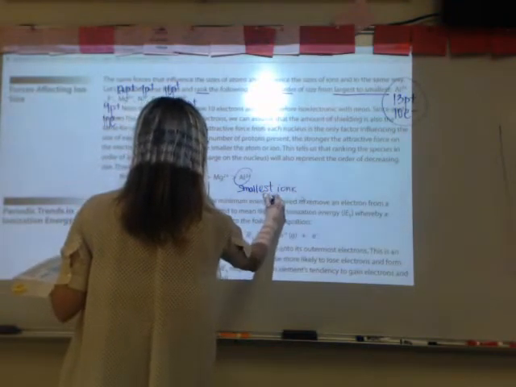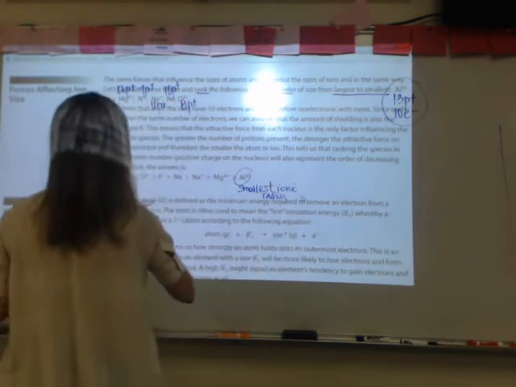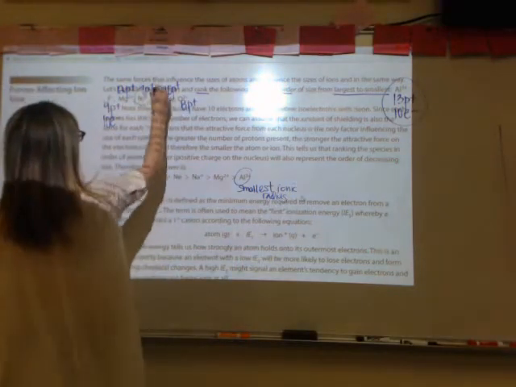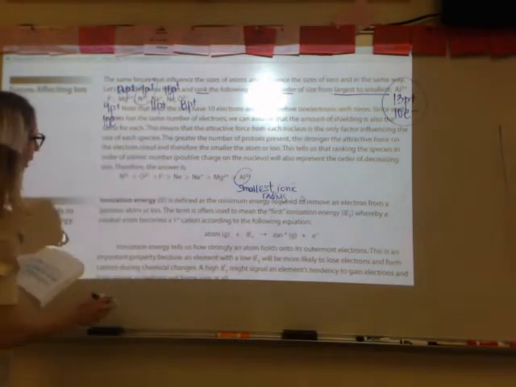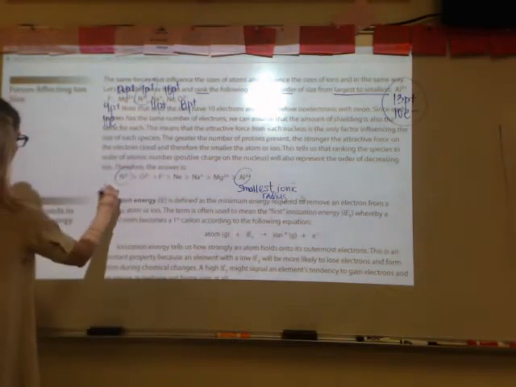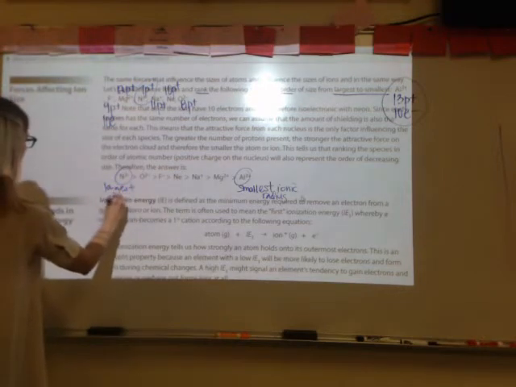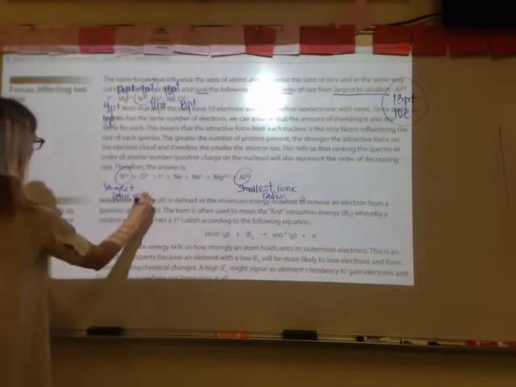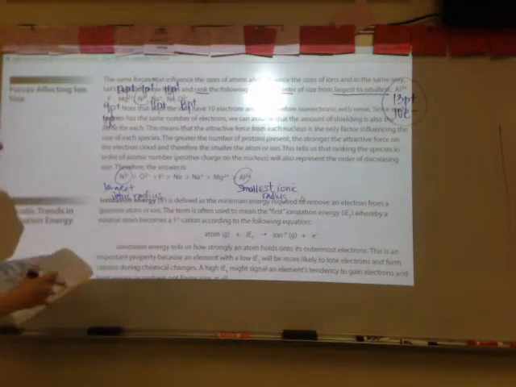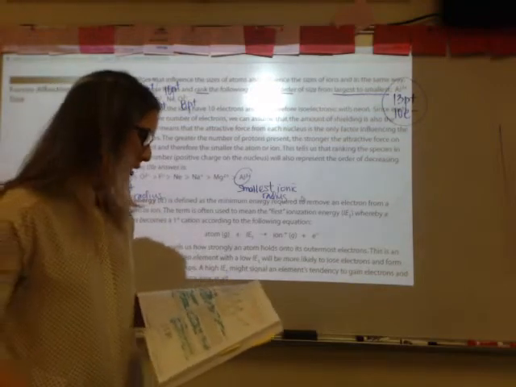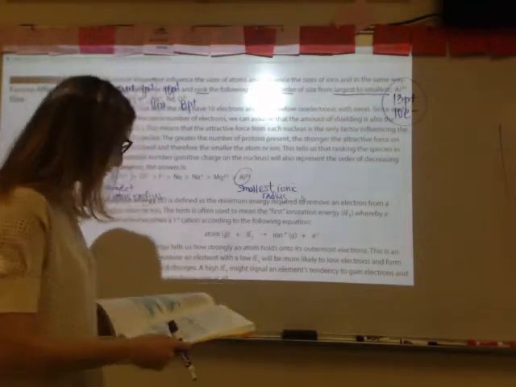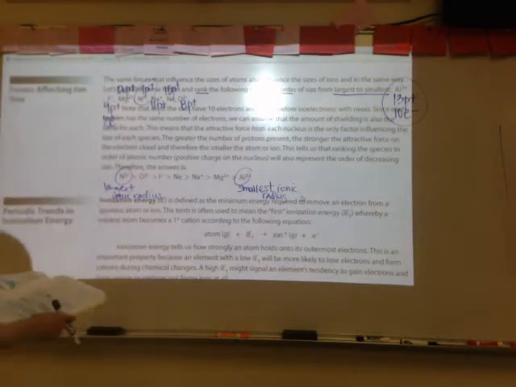ionic radius, okay? Whereas the one with the fewest protons, which would be the nitride ion, would have the largest ionic radius because it has the fewest positively charged particles in the nucleus to draw in the electrons, okay?